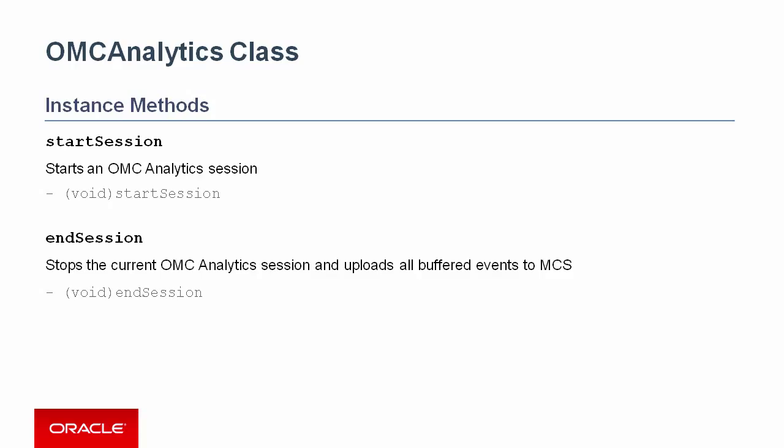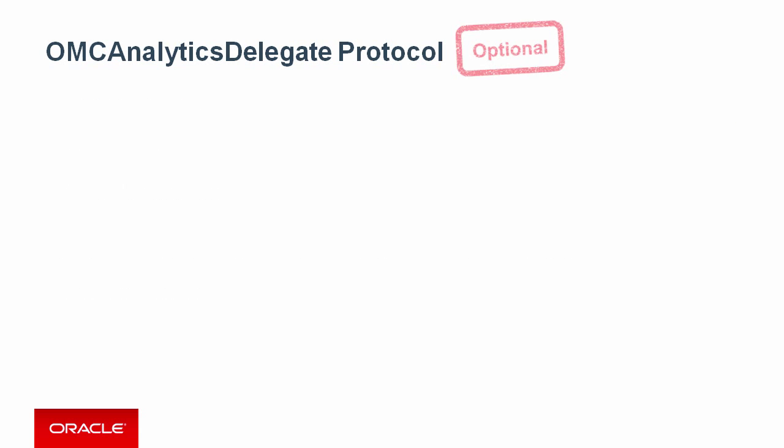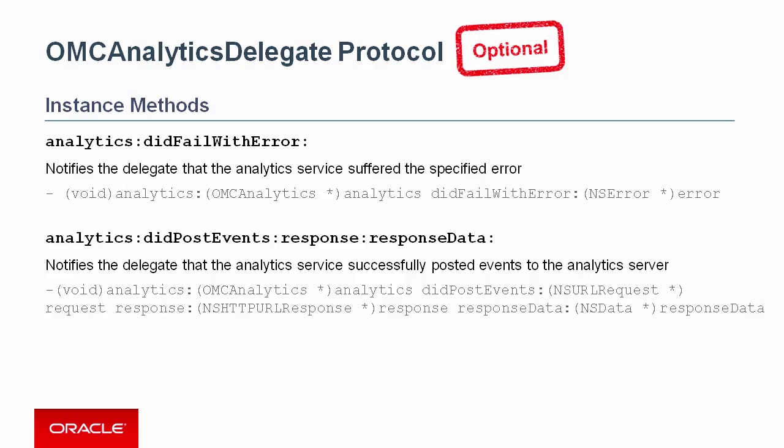For long-running sessions, it's a good idea to call flush periodically to keep the server up to date and to reduce the post payload size. As an optional feature, you can implement the OMC Analytics Delegate protocol to receive updates when the Analytics API either encounters errors or successfully posts events to the Analytics REST service. Check the product documentation if you're interested in this capability.